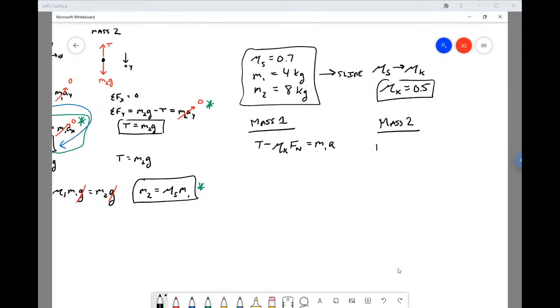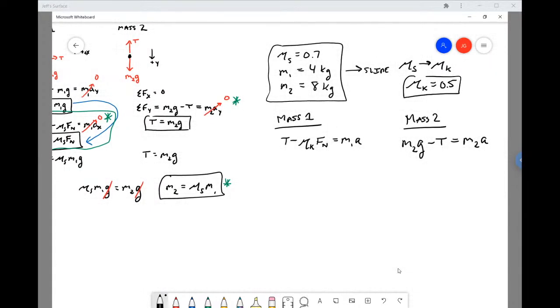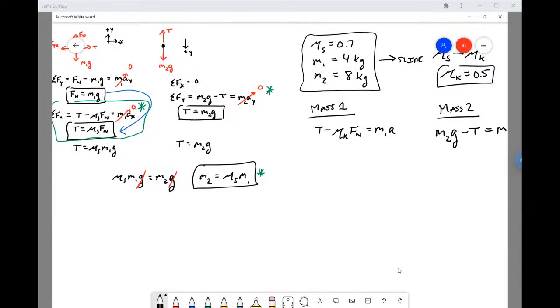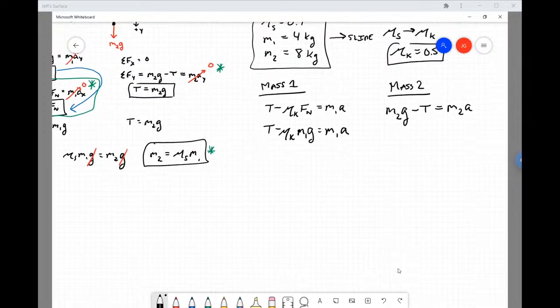And for mass 2, we have m2 times g minus the force of tension equals mass 2 times its rate of acceleration. And here I just have a because they're the same in both, for mass 1 and mass 2 have the same rate of acceleration, magnitude-wise, different directions, but magnitude-wise. And then I can say, I know that the normal force is the weight of mass 1, so I can write that in there instead of Fn.